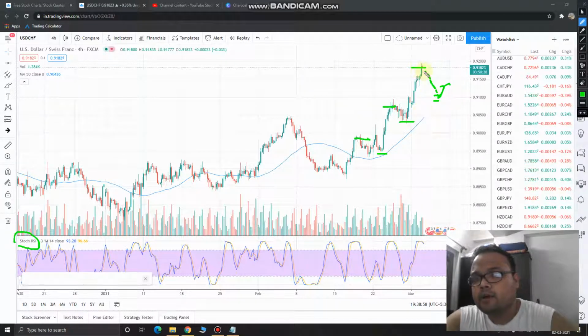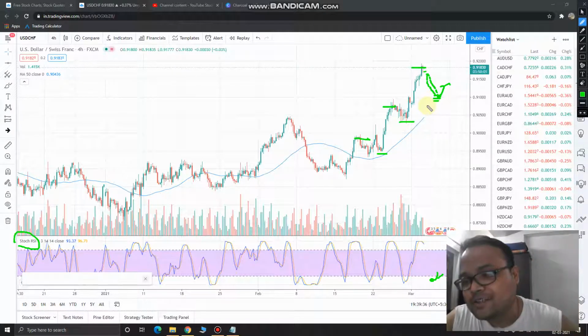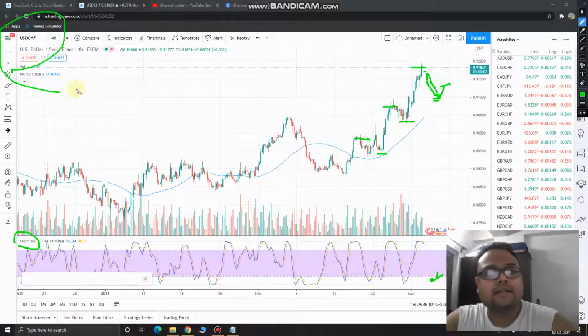Suppose market comes down, then just wait for the price to hit the oversold zone. When it will be in oversold zone, and from here when it will start going up again, just look at the price. Where is it? If it is in a position like this, then it is a very sweet spot to buy. And if market takes support from the 50 moving average and bounces off, and voila, that's also a good spot to buy. So this can be your strategy for US dollar Swiss franc for Tuesday 2nd March.